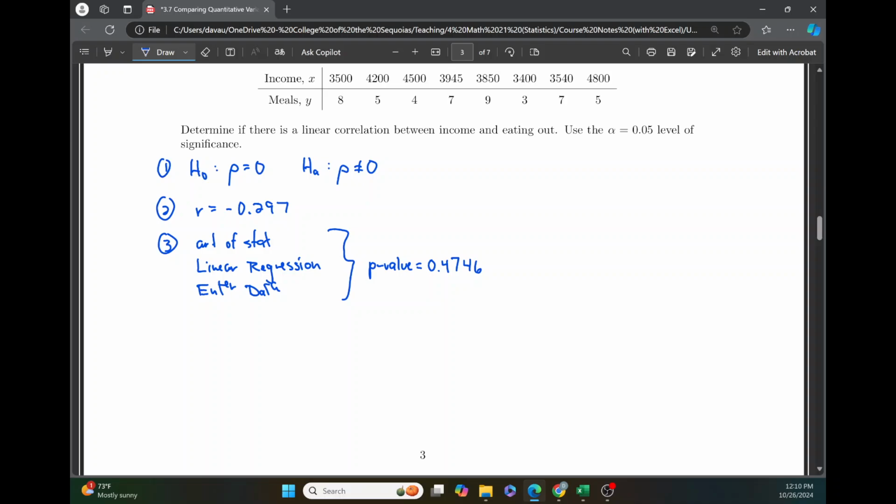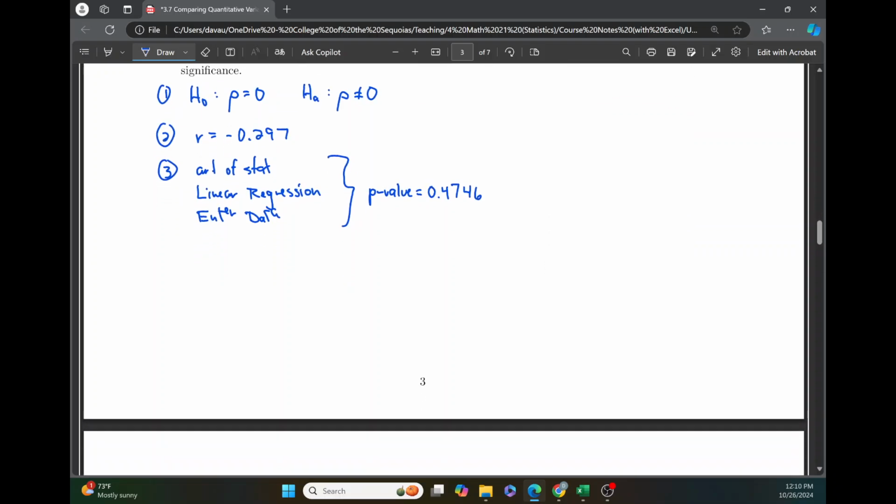Okay, so we're not going to reject the null hypothesis this time, right? That p-value is very large. This is our decision. 0.4746 is not less than 0.05. So do not reject H null.